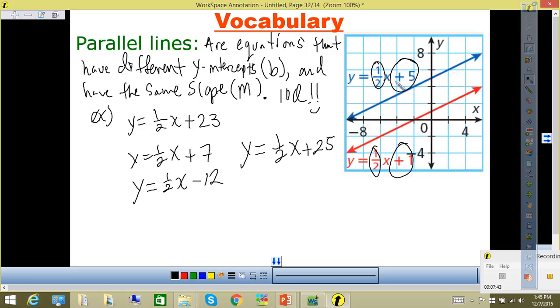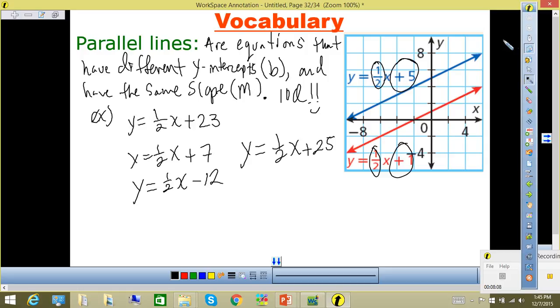Is that also parallel to those? Yes. As long as they have the same slope, different intercept. Does everybody agree with that? All right, let's move on. So, did everybody write these down? Yes? All right. Focus, please. So, no, just write a couple of them so that you have my examples.